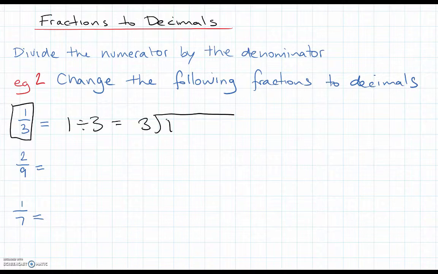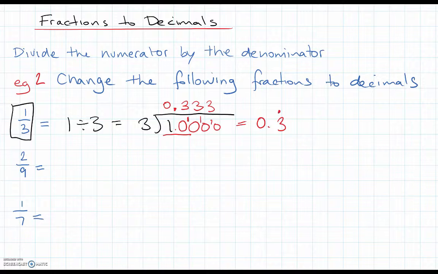Well, 3 doesn't go into 1, so what I need to do is put a 0 above the 1 and ask myself, how many times does 3 go into 10? Well, 3 goes into 10 3 times with 1 remaining, so I need to add another 0, and I ask myself the same question. 3 goes into 10 3 times with 1 remaining, and you can see a pattern forming here where it's going to keep going on forever and ever. So with my decimal point in the correct space, I can say that 1/3 is the same as 0.3 repeater with a little dot above the 3.